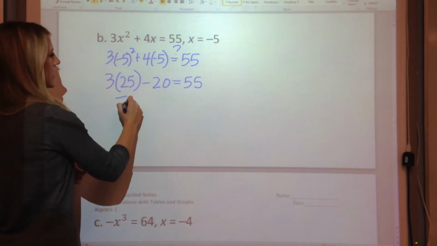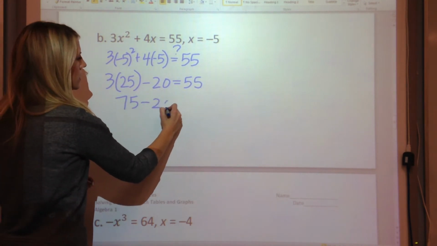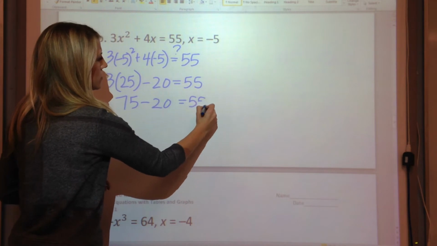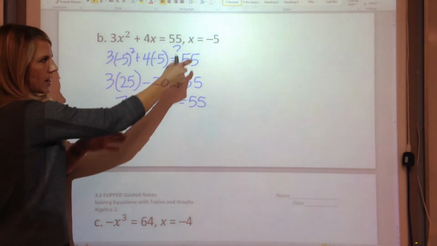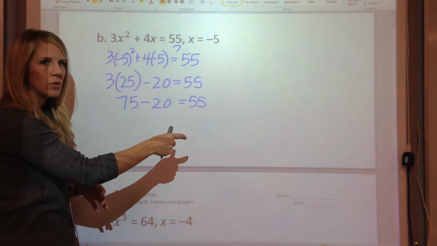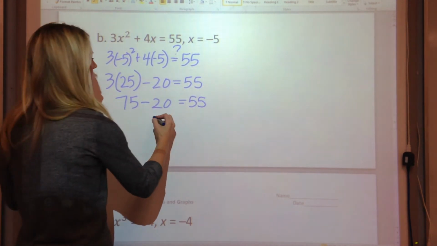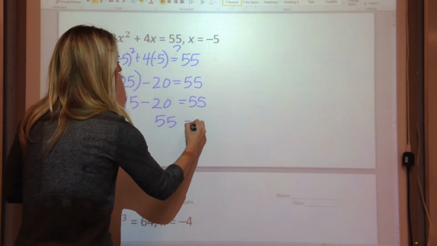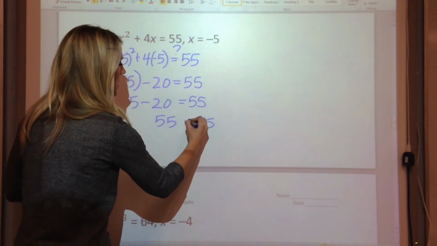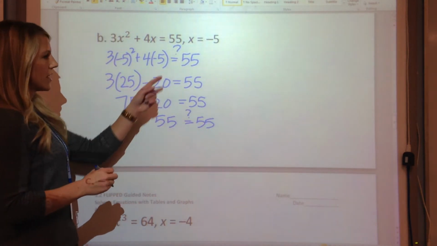3 times 25 is 75. Minus 20. Does that equal 55? So notice I'm sort of simplifying the left side. I just keep the right side. I am checking this as we go. My very last step, I'm going to simplify 75 minus 20. That equals 55.